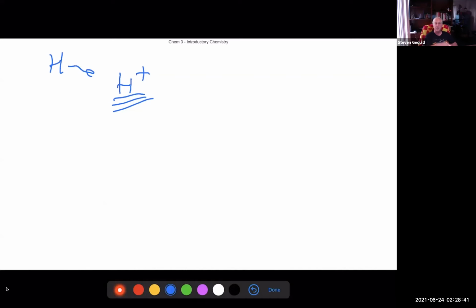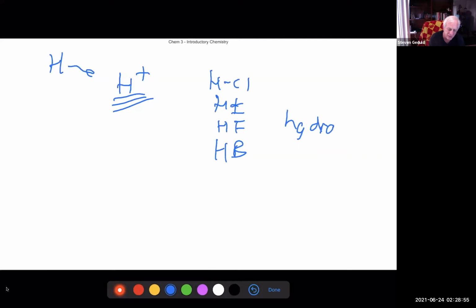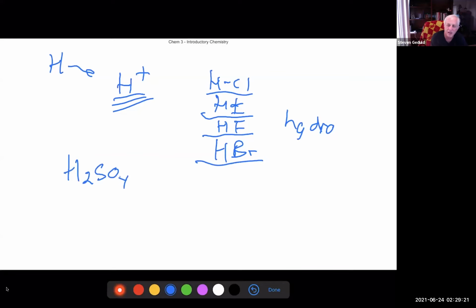And we name an acid. If it's only a single element, like HCl, HI, HF, HBr, we use the word hydro in front of it to signify that. So hydrochloric acid, hydroiodic acid, hydrofluoric acid, hydrobromic acid. That's for each individual element. Now, if it's a polyatomic ion, then we use the name of it, like H2SO4. That's the sulfate ion, the polyatomic ion.